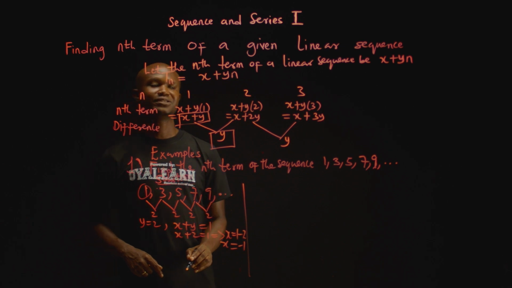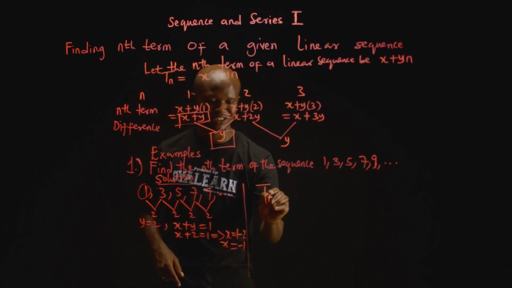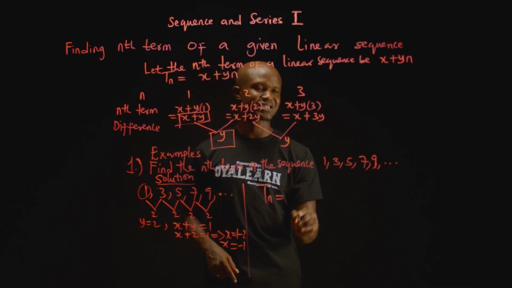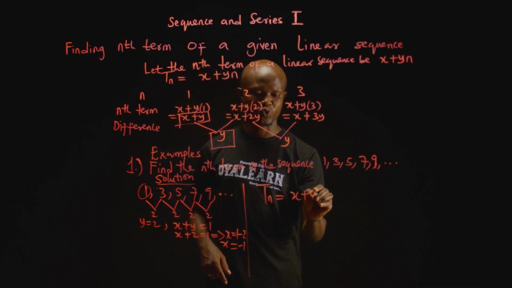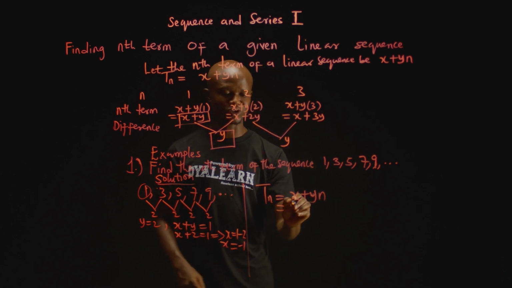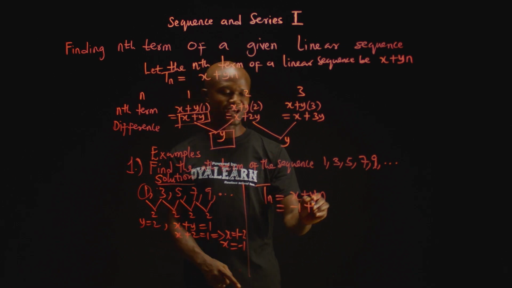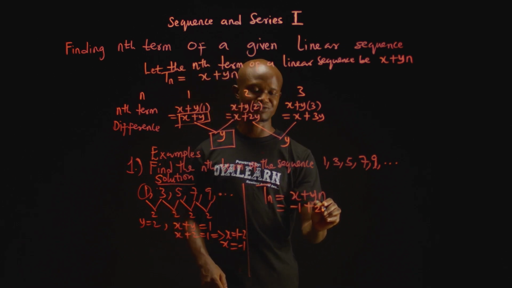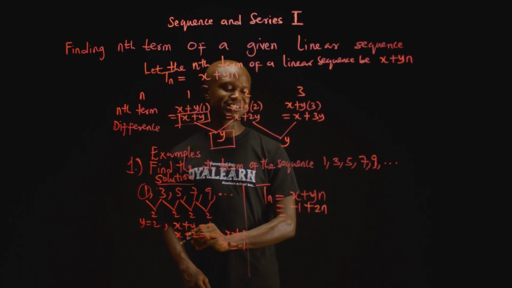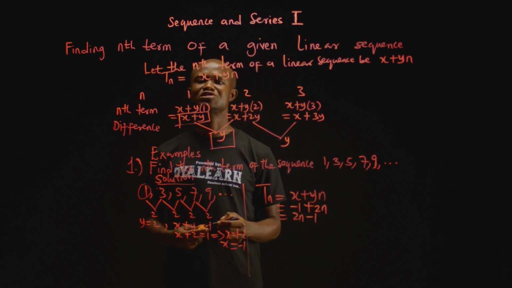Now, what is now the nth term? The nth term can be written as Tn equals x plus yn. So what is x? x equals -1. And what is y? y equals 2. So we have 2n here. So it means that the nth term of this sequence is 2n minus 1. That is the solution to the problem.